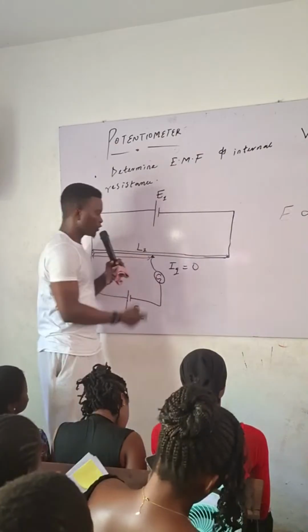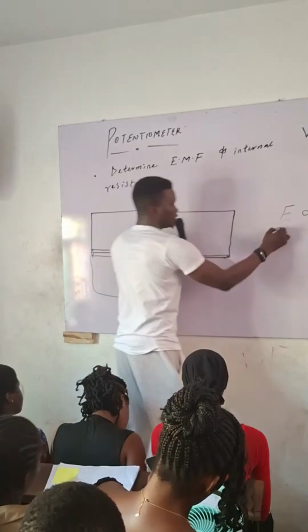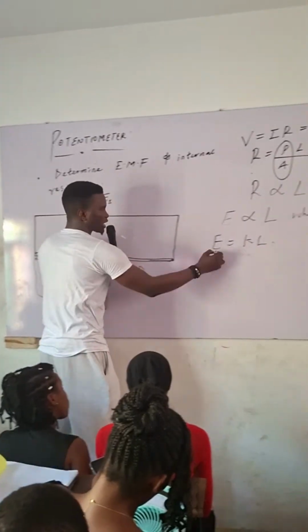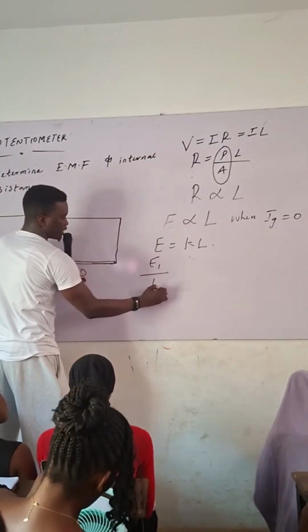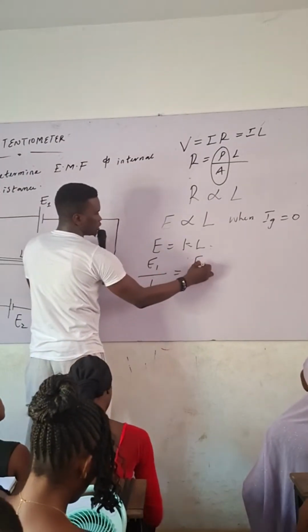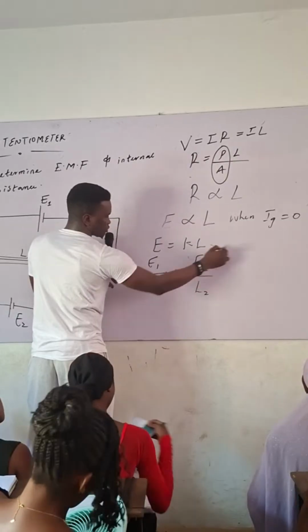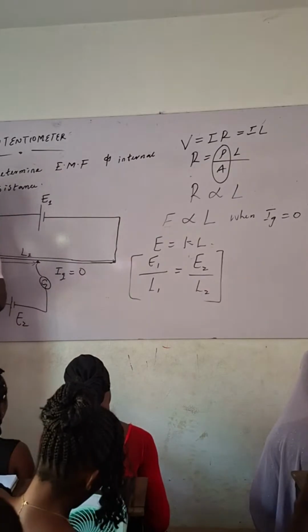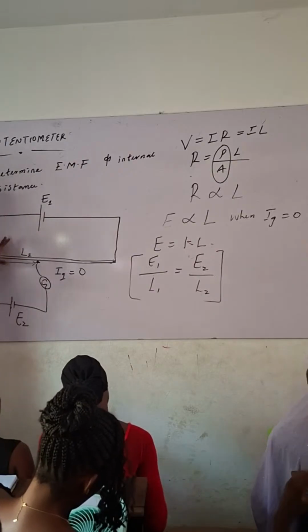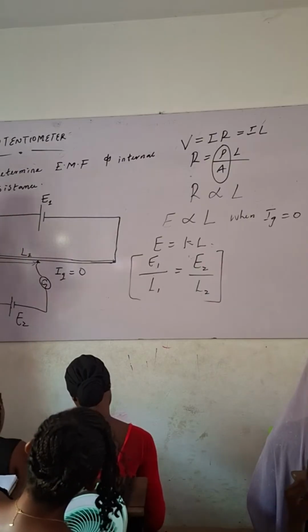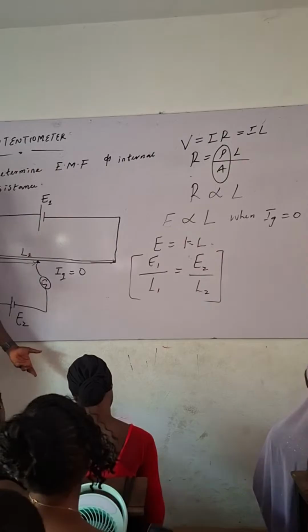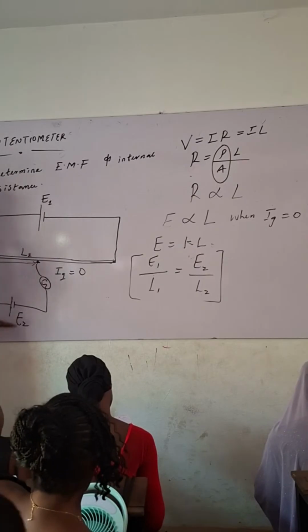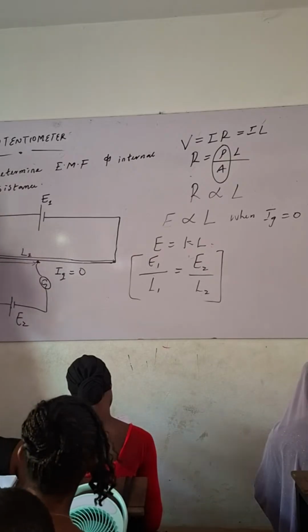So from here I can say that my E is equal to KL. I can say E1 over L1 is equal to E2 over L2, just like what we did for resistance. It's the same thing. For a potentiometer, the EMF is directly related to the length of the wire. So just know that E1 over L1 is equal to E2 over L2. That's all you need to know.